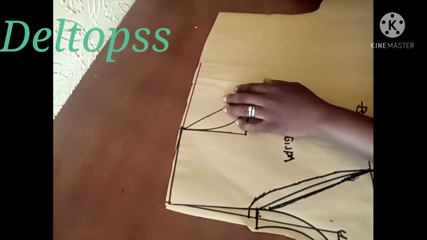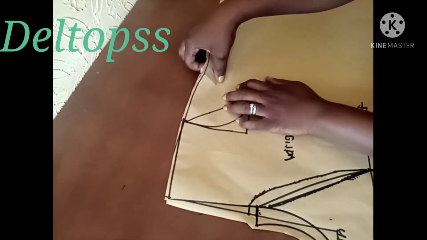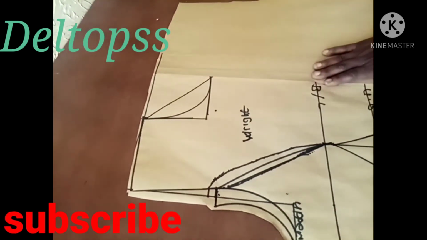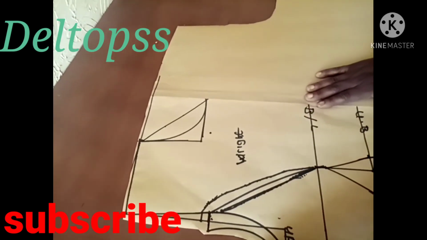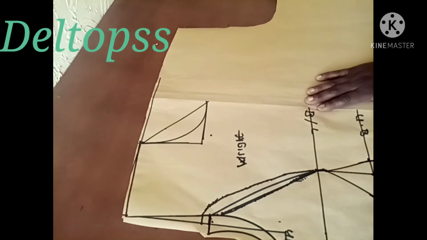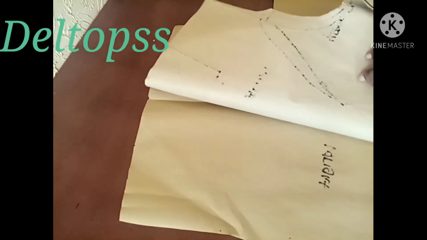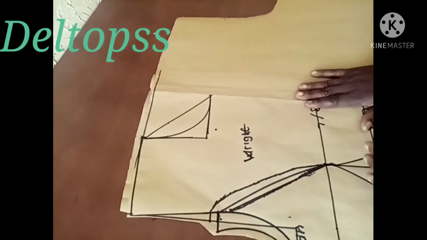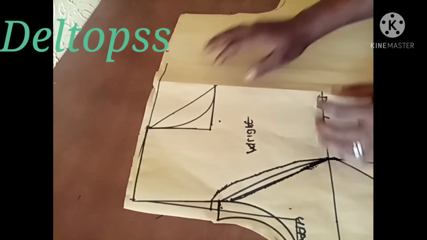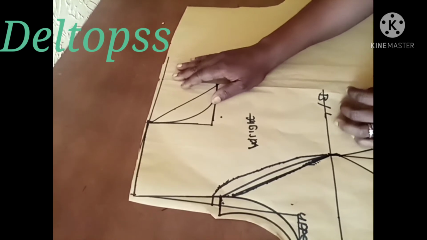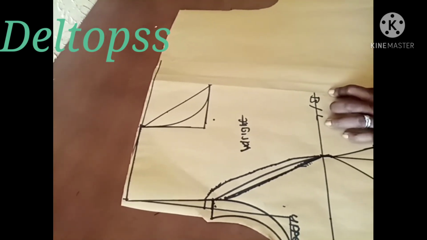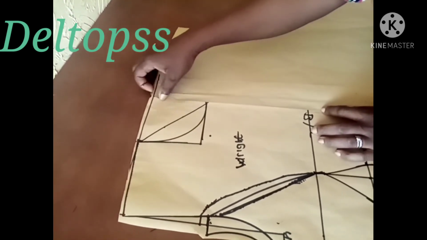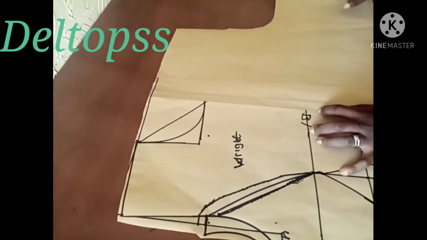You know what I did? I notched the back, the zipper allowance, and I notched my center front because they must align. Whenever you are placing them together, the center front and the zip allowance must be aligned together. So wrong side will face each other like so, and make sure they are aligned before you cut it. As you can see, I notched both front and back panel, and they are aligned.